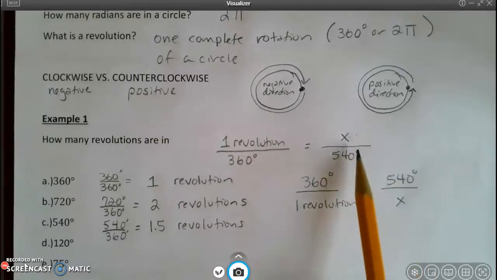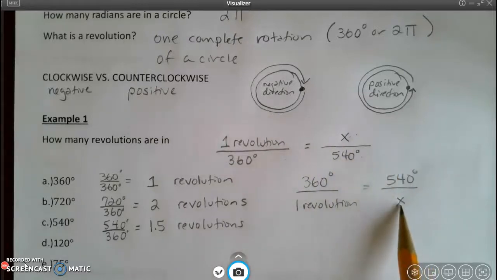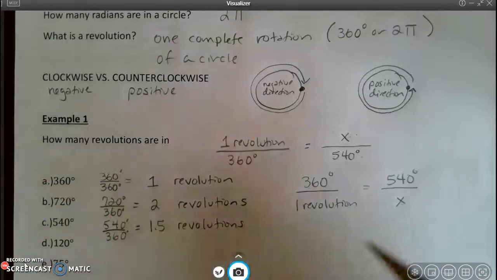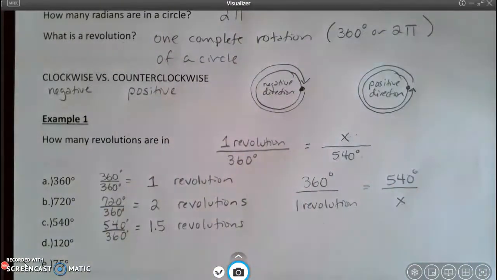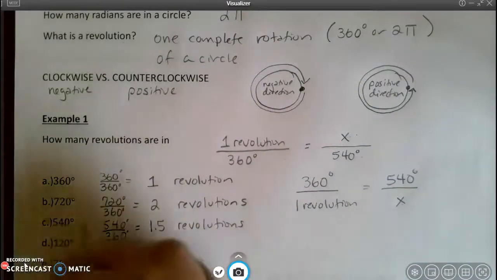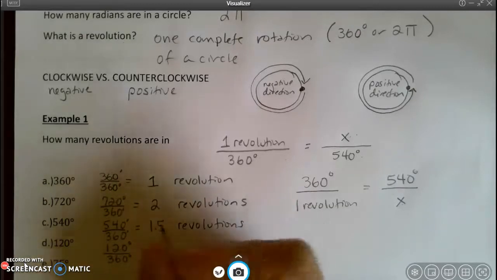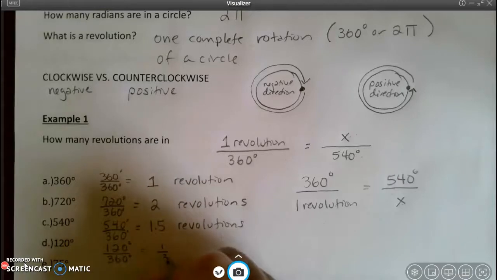These are ways to solve to figure out the missing thing, whether it's degrees or revolutions, in case you can't remember that to figure out the number of revolutions, we simply divide by 360. Just wanted to give you another way to solve those. All right, so let's come over here to letter D, 120 degrees. How many revolutions? So I'm going to divide by 360, and I get that that's 0.3 repeating, or 1/3 of a revolution.